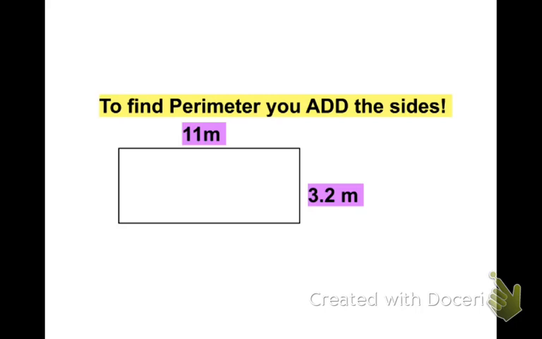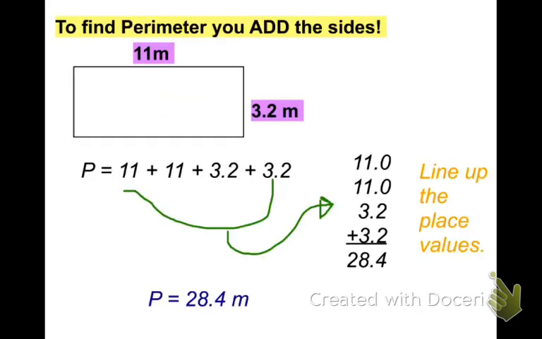Since finding perimeter is finding the distance around the outside of the shape, you're going to add all four sides up. You can take and add 11 plus 11 plus the widths, 3 2/10 plus 3 2/10. Make sure that you line up all the place values to get the perimeter.